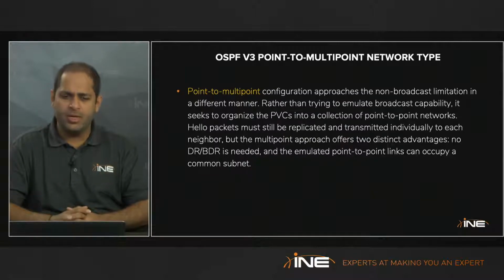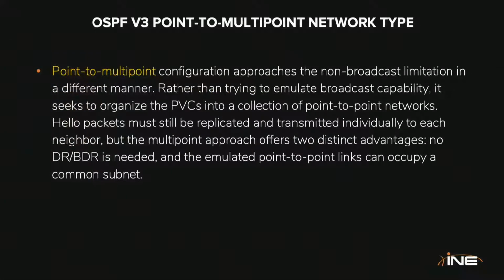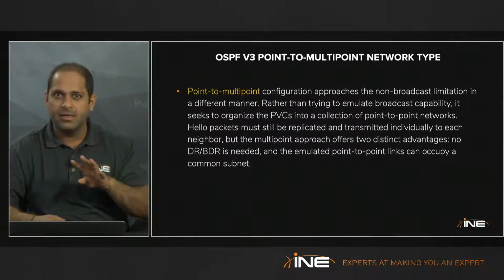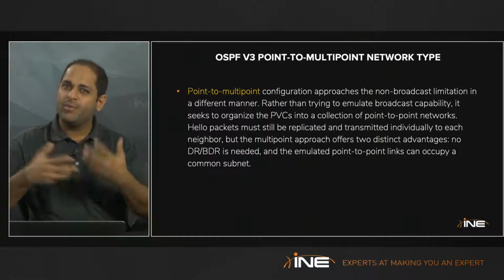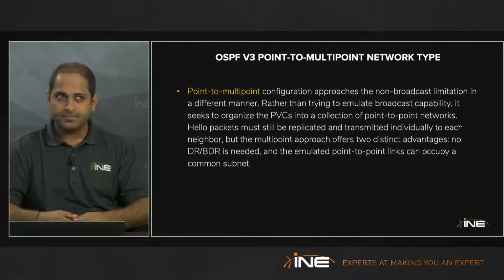So in point-to-multipoint, it basically approaches the non-broadcast limitation, where we could not have broadcast, we had to do manual neighborship. So it basically approaches that limitation in a different manner. So rather than trying to emulate a broadcast capability, it basically tries to form point-to-point with multiple routers in the same subnet. So it's still like one broadcast domain, one subnet. Everybody is in the same subnet. They all have the same subnet IP address range, but it still emulates to be something like a point-to-point.